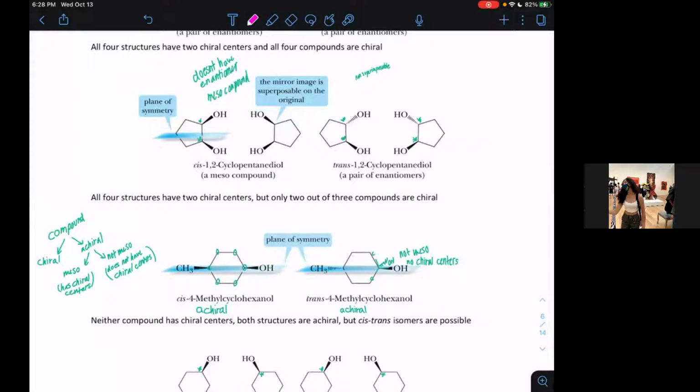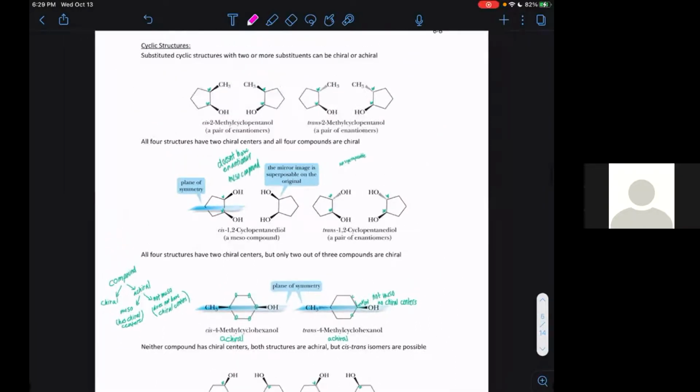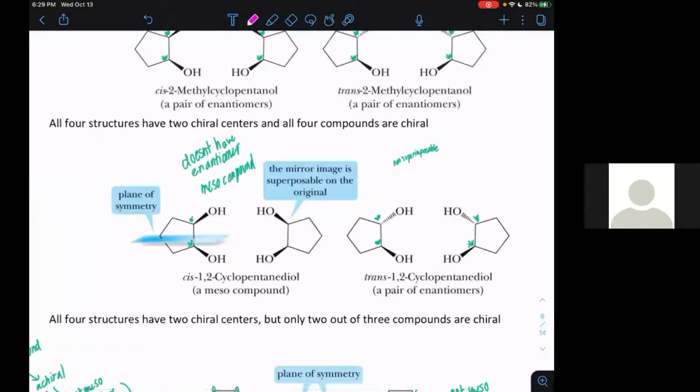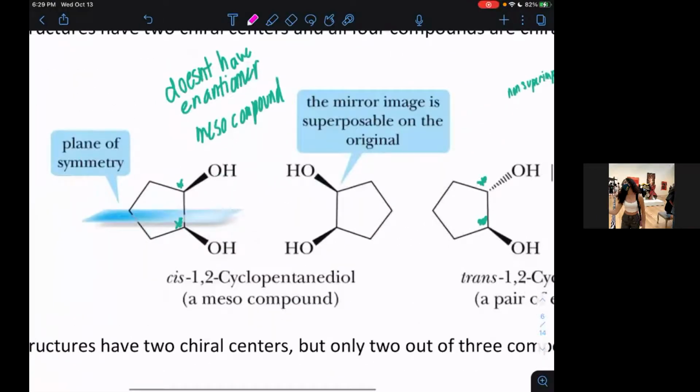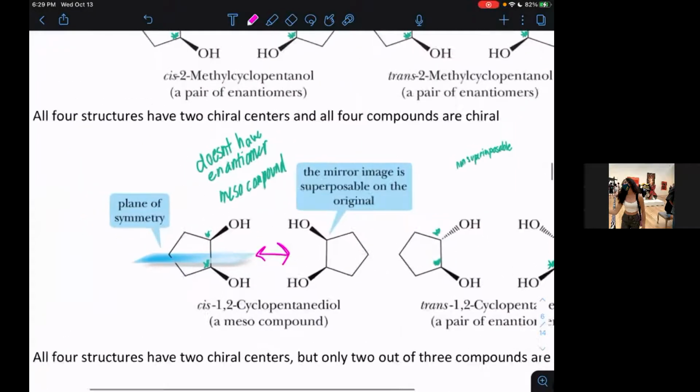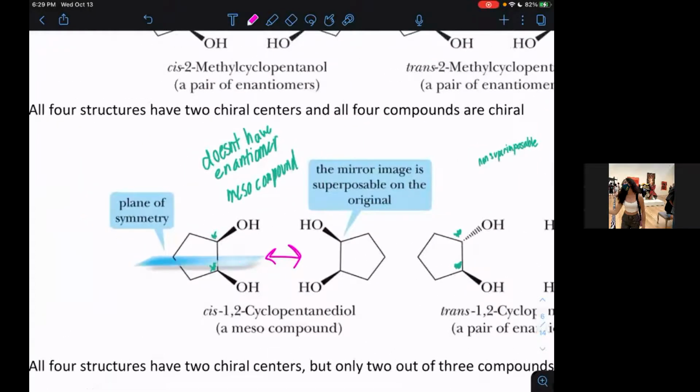Okay. So you can't get a mirror image of it and produce an enantiomer, basically, because the mirror image will be exactly the same. Okay, yeah. These ones are meso compounds. So yeah, and it's symmetrical.